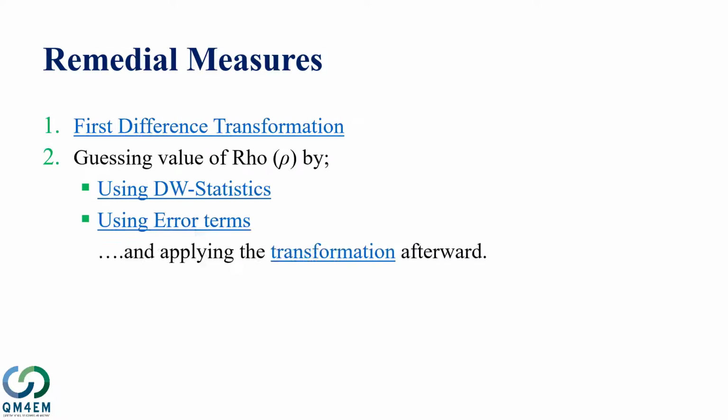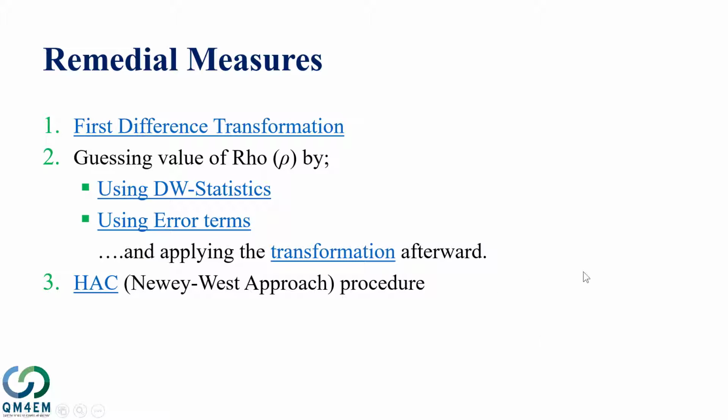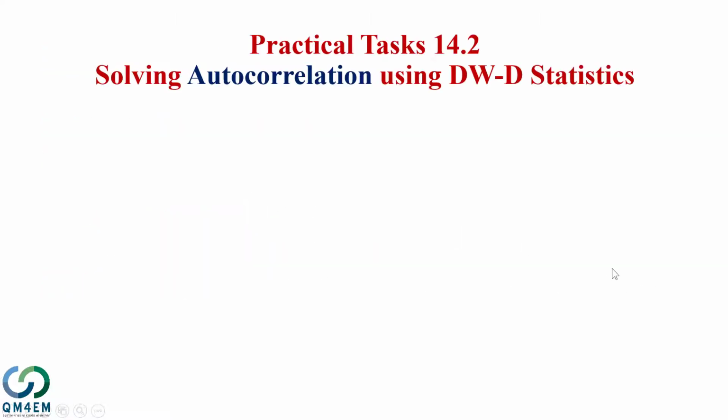Then we focused on the remedial measures. We already discussed that there are 4 ways through which we can fix the problem of autocorrelation. The first one was the first difference transformation that we did last time. We applied it in Eviews as well, so there is no need to repeat that whole process again. Today I'm going to talk about the remedial measure using the Durbin-Watson d statistic, and the remedial measure using the error term, and then I'm going to apply the transformation afterward to solve the problem of autocorrelation. So let me start now with using the Durbin-Watson d statistic for approximating the value of rho.